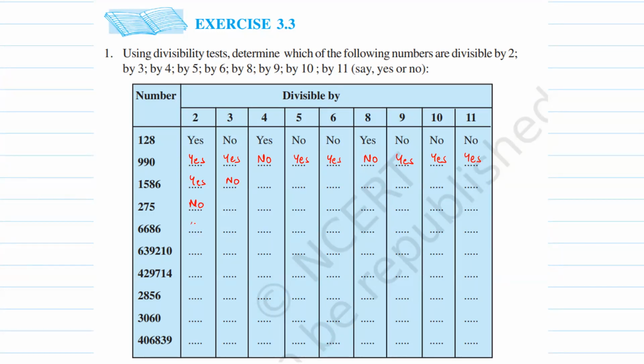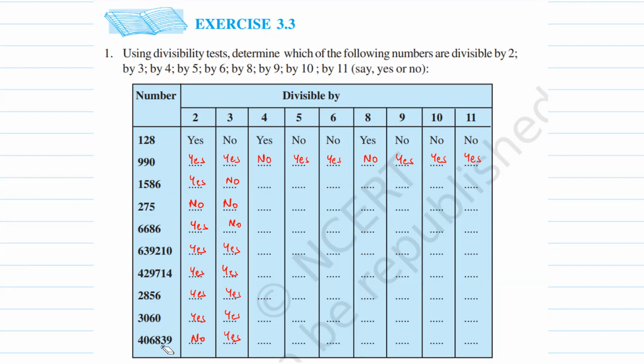It will be no. All the even numbers will be divisible by 2. Yes, yes, yes, and no. Coming to 3, the sum should be divisible by 3. So it will be no in this. Then it will be no. Then yes, because the sum is coming out to be divisible by 3. Then yes. It is also yes. It is also yes. And it is also yes. Just add all these and see whether it is a multiple of 3 or not.